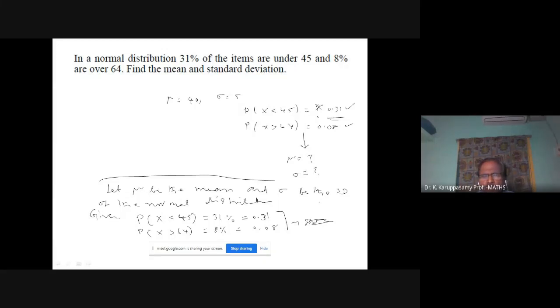You must have a thorough knowledge about the normal distribution. Then only can you approach this problem in the correct way. Otherwise you cannot find any solution. Go to the bell-shaped diagram. The probabilities are areas: x less than 45, x greater than 64, like that. We will draw the diagram. The normal diagram is very, very important. Roughly, you can draw the diagram.